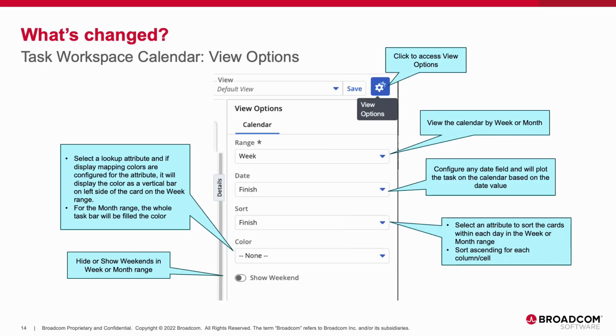So next we're going to cover the Global Task Workspace calendar enhancements. Now the calendar is not beta compared with what's on the board. First we're going to cover the view options. It's the same place where you access the view options, with the gear icon up on the header. The first field is the range field, and you're able to select how you want to display the calendar, either by week or by month.